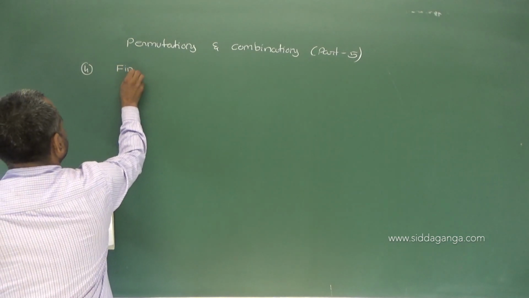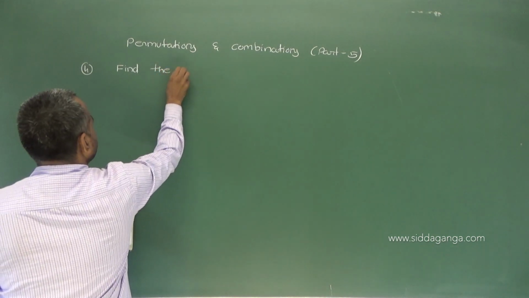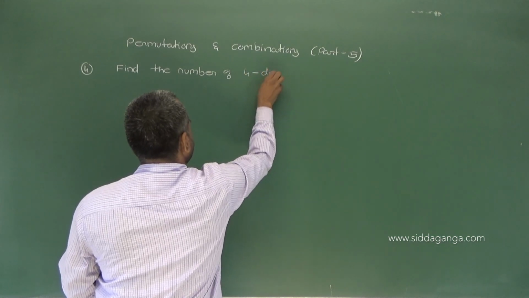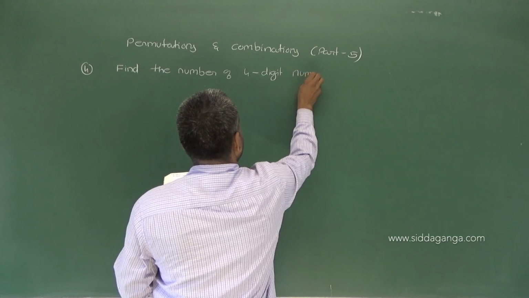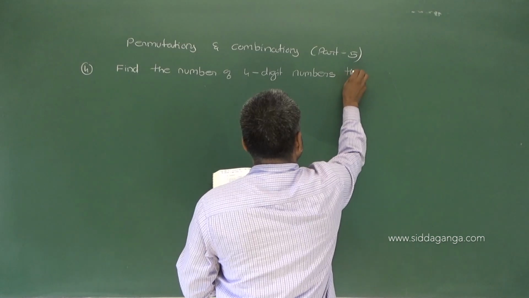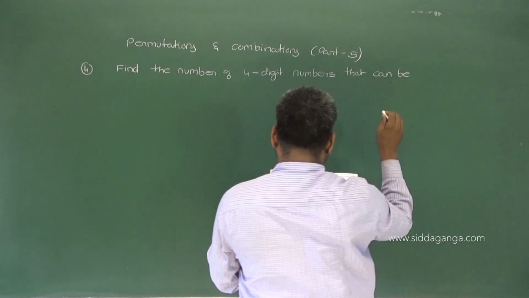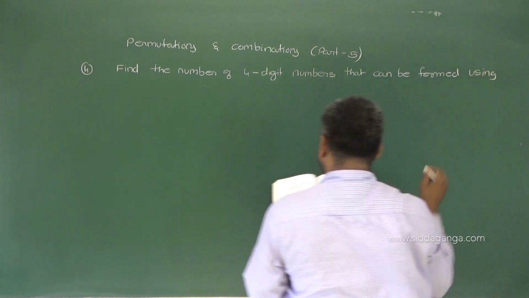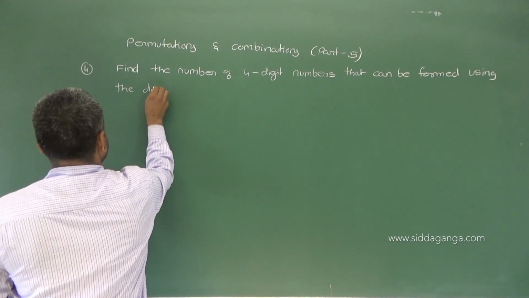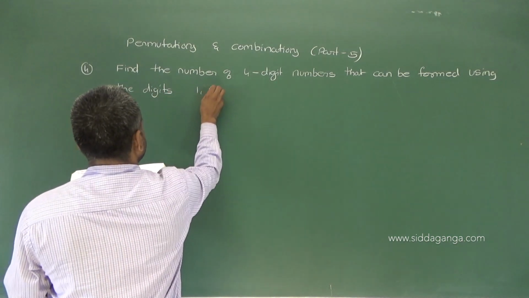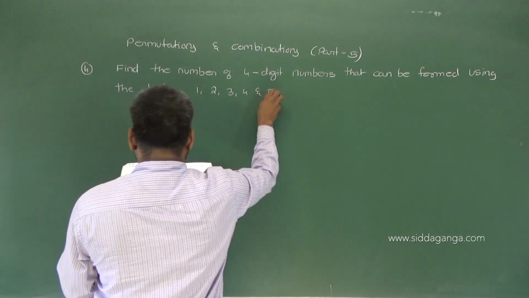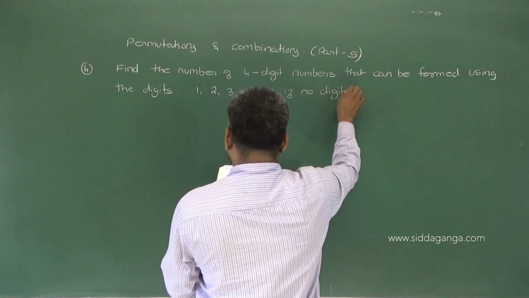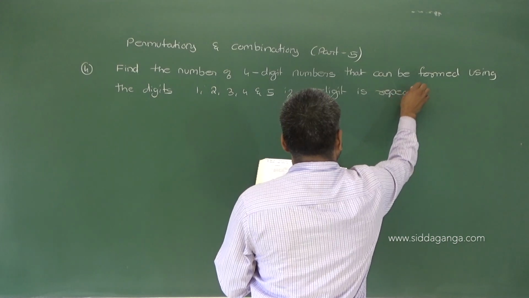Fourth problem. Find the number of four digit numbers that can be formed using the digits 1, 2, 3, 4 and 5, if no digit is repeated.